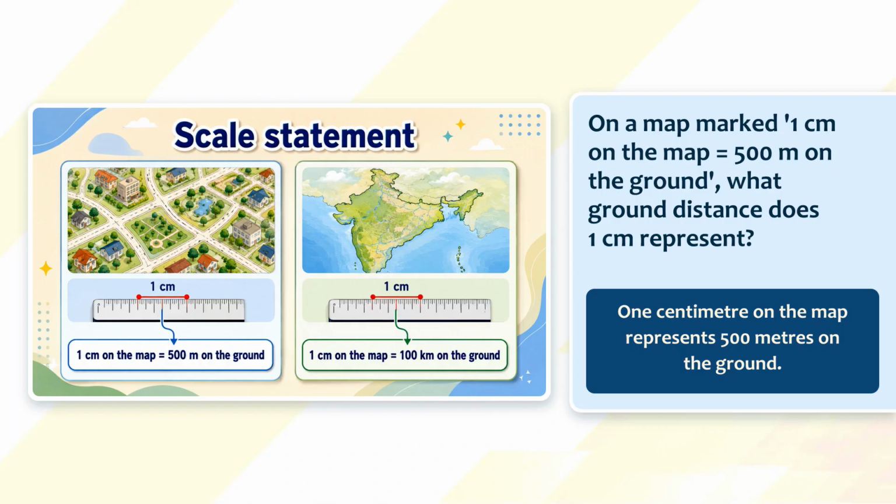Read the printed relationship carefully. On a map marked 1 cm on the map equals 500 m on the ground, what ground distance does 1 cm represent? The right side of the statement tells us. 1 centimeter on the map represents 500 meters on the ground. The value and unit after the equals sign give the real distance. Next, we will read the same distance relationship from a printed scale bar.